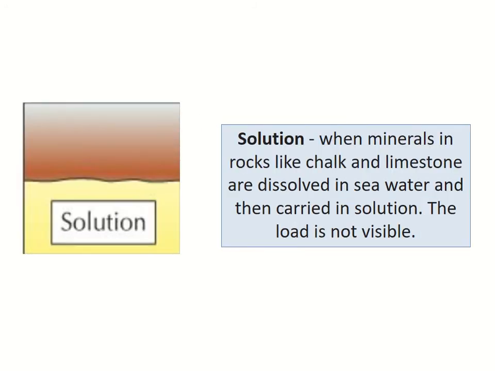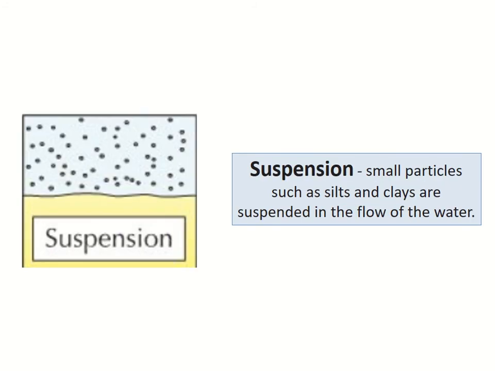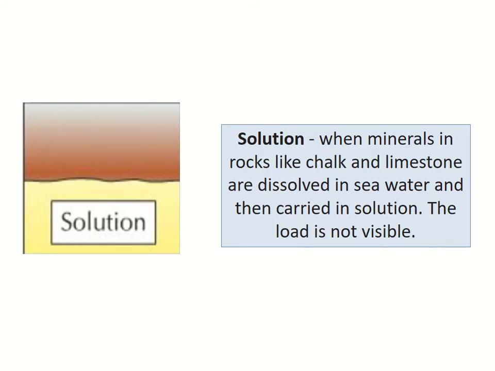The third one is solution. Now this one is where minerals in rocks are dissolved in the seawater. So whereas in suspension, they're small particles that are just floating around in the water, in solution, they are completely dissolved, so you can't see them. So if I was to look in the seawater, I can't see all the minerals like chalk and limestone that are dissolved within it. However, if that water then disappeared, if the mineral was deposited or let go onto the beach, it might then start being visible again once it is out of the water.